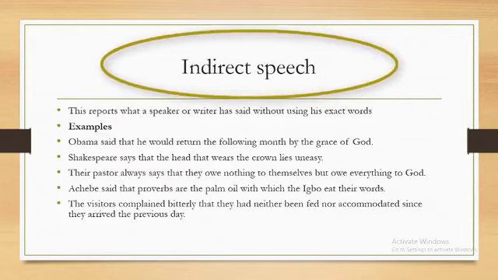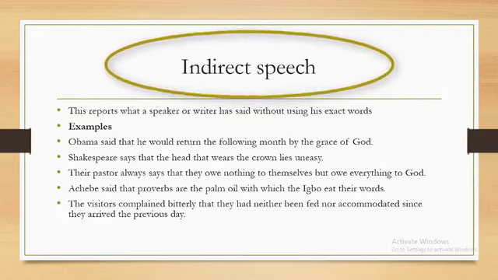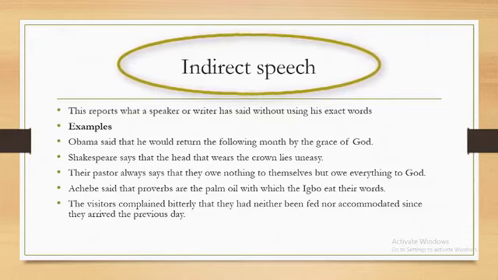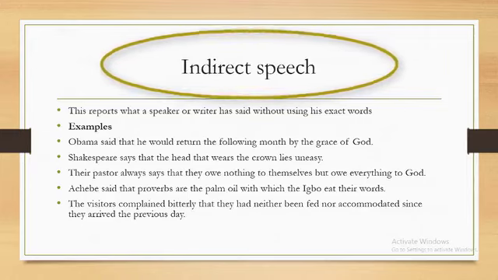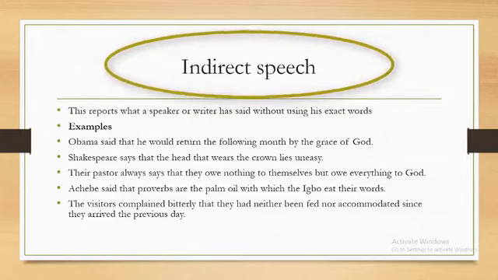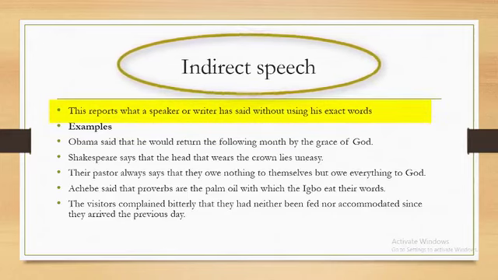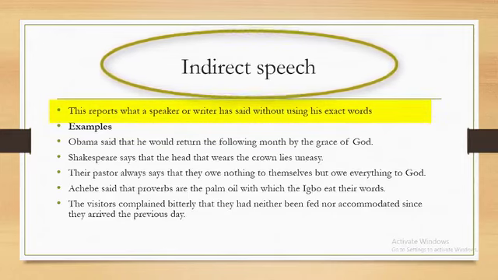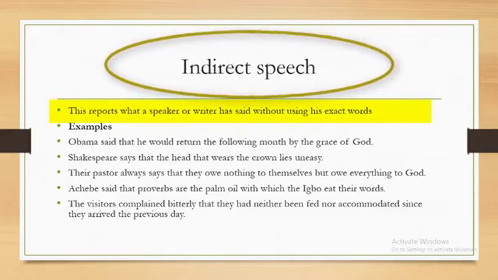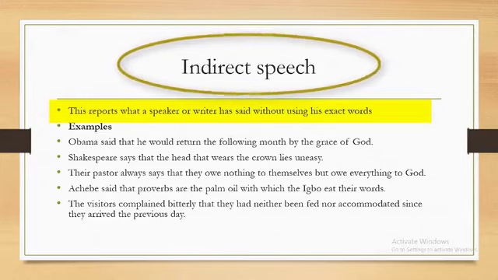So let's move on to another aspect, which is the twin of direct speech. We call that the indirect speech. It's the opposite of direct speech. Remember, direct speech is quoting verbatim, saying the exact words as used by a speaker or a writer. But in the case of indirect speech, you just report what a speaker or writer has said without using his or her exact words. I believe that is understood.